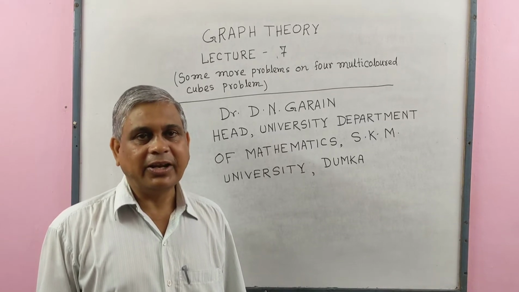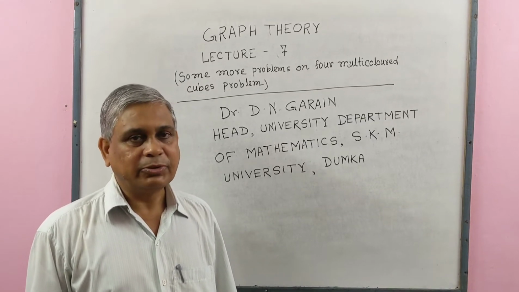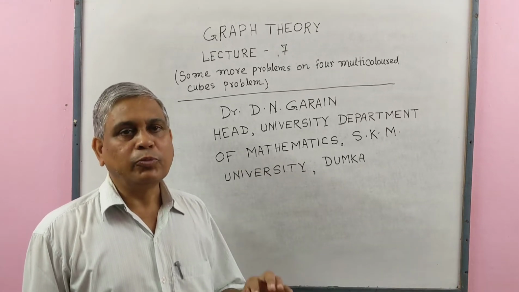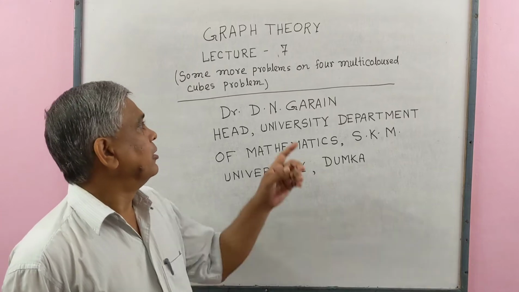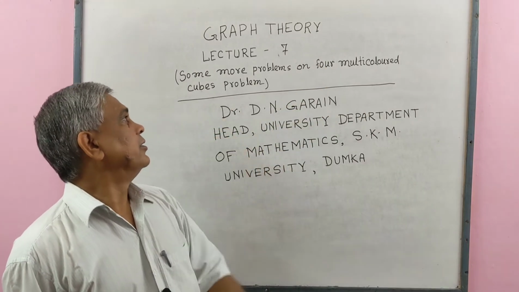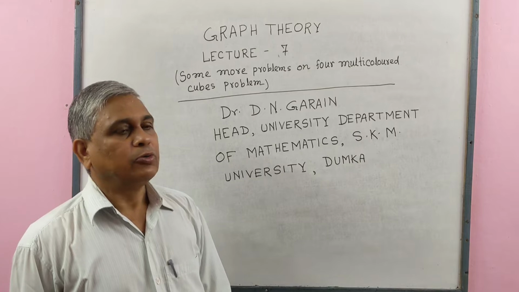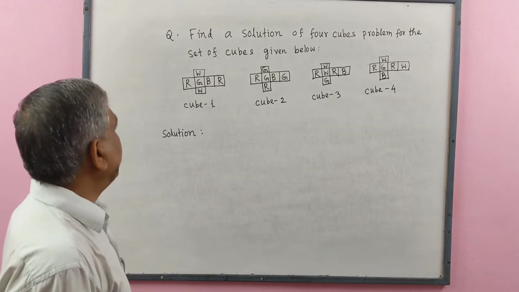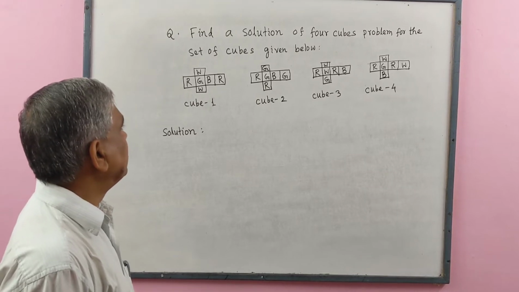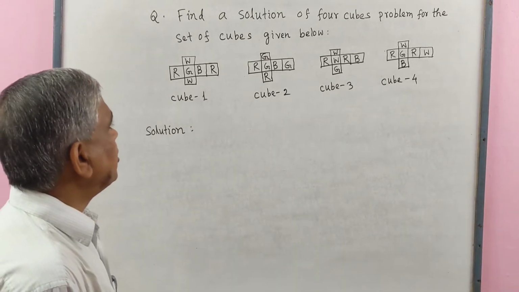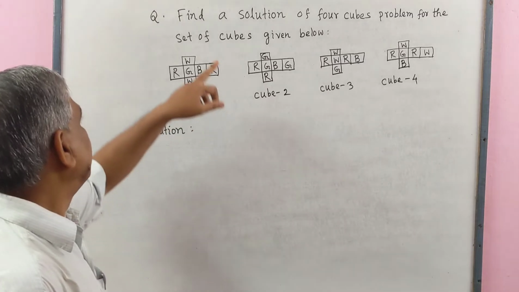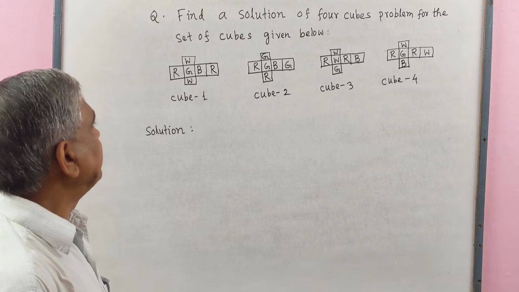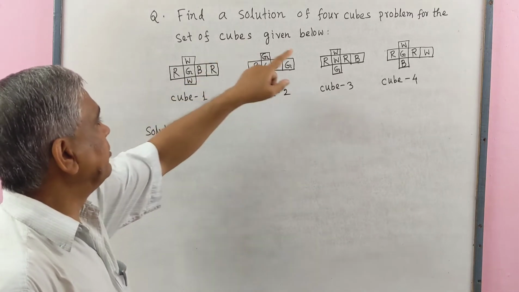Today I will deliver lecture on graph theory, lecture number 7, in which some more problems on four multicolored cube problems will be discussed. We have to solve a problem of four cubes problem in graph theory. Question is that find a solution of four cubes problem for the set of cubes given below.